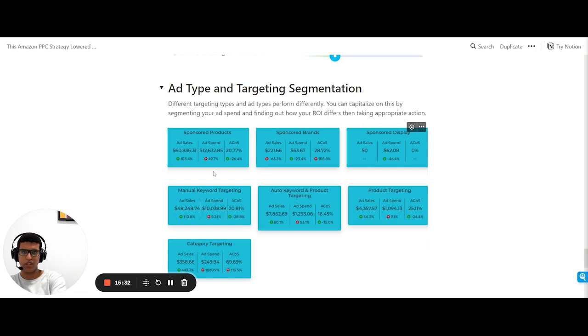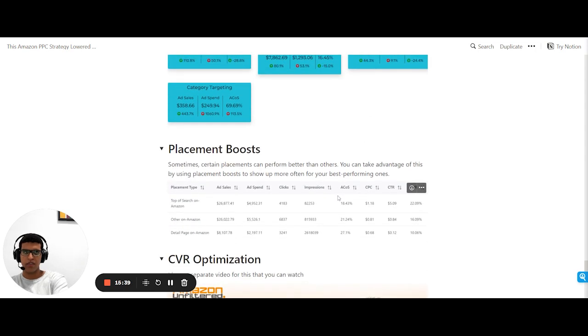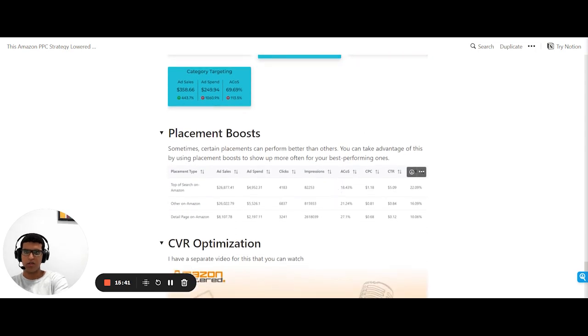So you can get visibility into how you're spending your money, and you can make decisions based on that. After that, we have placement boosts. Essentially, what happens is you have several placements on Amazon. You have top of search, rest of search, product detail page, and those are going to perform differently for each product and for each category. So what you can do is add different placement boosts for each campaign and take advantage of that.